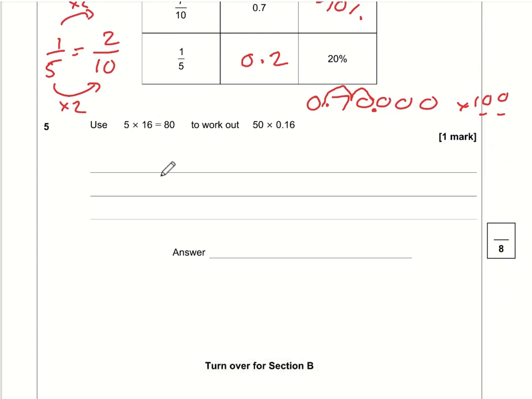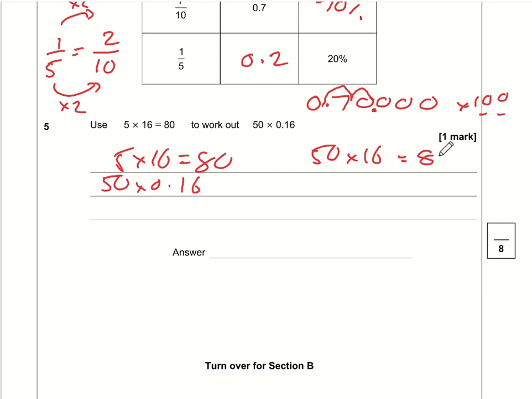Okay, so 5 times by 16 is 80, and we want 50 multiplied by 0.16. Okay, well, first of all, let's just work out 50 times by 16. Well, if 5 times 16 is 80, then 50 times 16 is 800. But we don't want 50 times by 16, we want 50 multiplied by 0.16. Now, it's going to be a very similar answer. However, in the question, we have 2 decimal places.